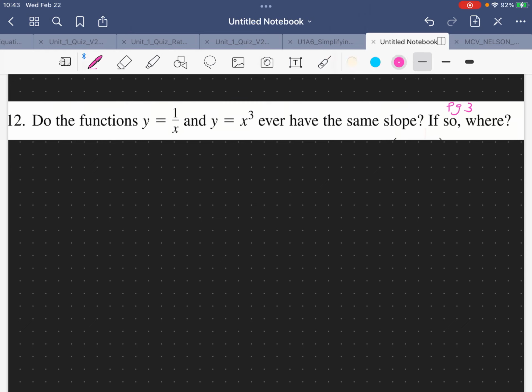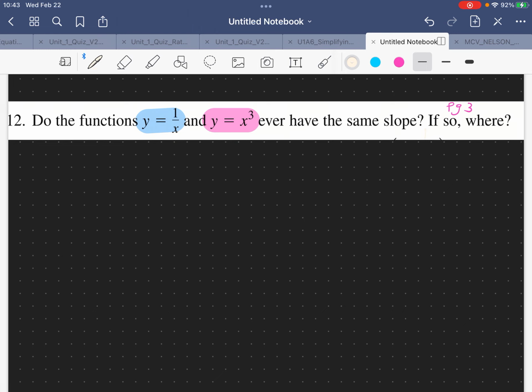So the idea here is that we are trying to look into two different equations. This is the equation of a rational function or reciprocal, however you want to call it, y equals 1 over x. And here goes the function y equals x to the power of 3. If the tangents have the same slope, that means that these two functions will increase or decrease or change at the same rate at some point. So how do we measure that?